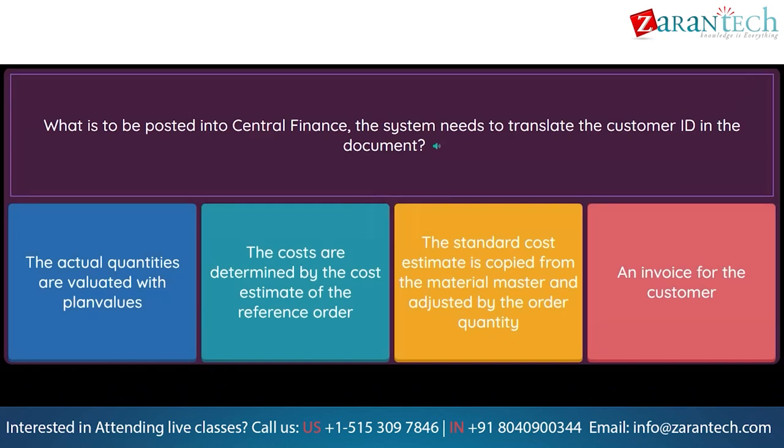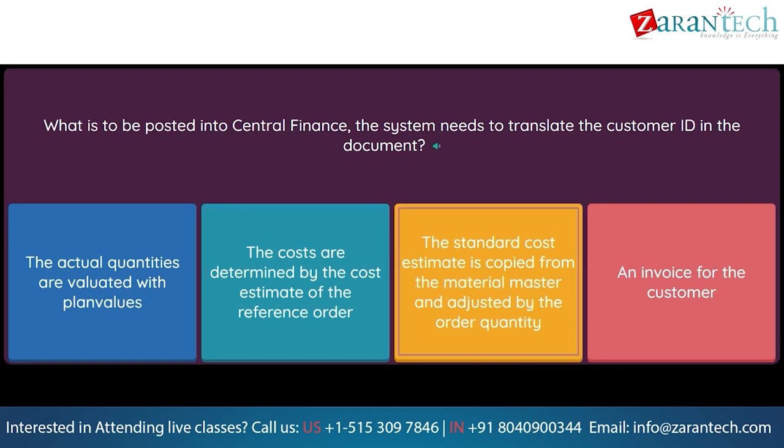Question: What is to be posted into central finance? The system needs to translate the customer ID in the document. Option 1: The actual quantities are valuated with plan values. Option 2: The costs are determined by the cost estimate of the reference order. Option 3: The standard cost estimate is copied from the material master and adjusted by the order quantity. Option 4: An invoice for the customer.